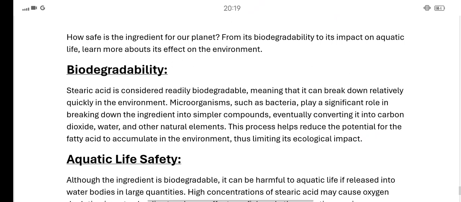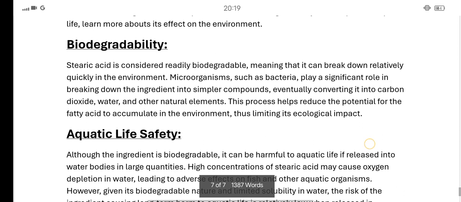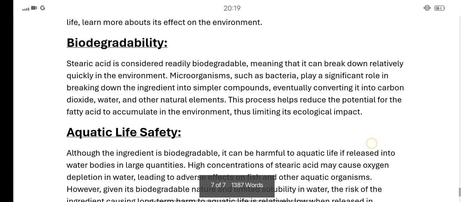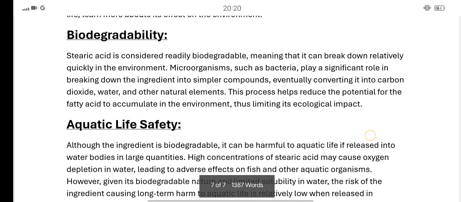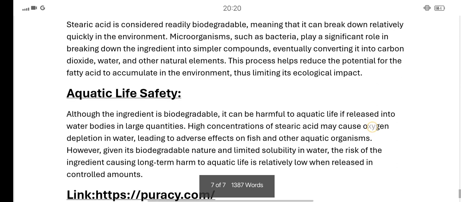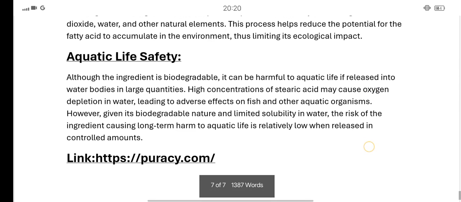Biodegradability. Stearic acid is considered readily biodegradable, meaning that it can break down relatively quickly in the environment. Microorganisms such as bacteria play a significant role in breaking down the ingredient into simpler compounds, eventually converting it into carbon dioxide, water, and other natural elements. This process helps reduce the potential of the fatty acid to accumulate in the environment, thus limiting its ecological impact.